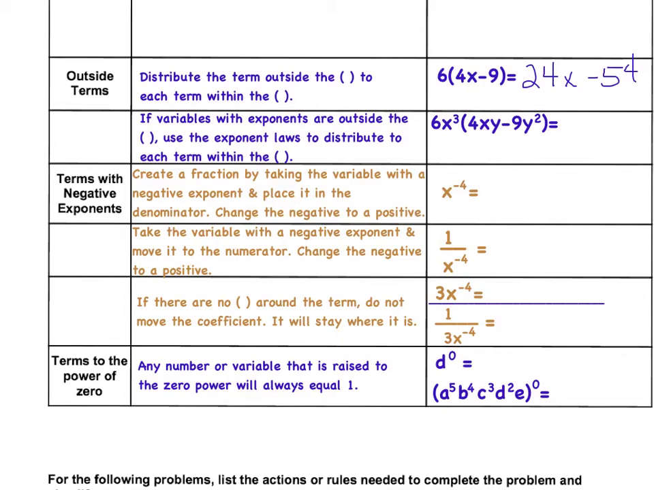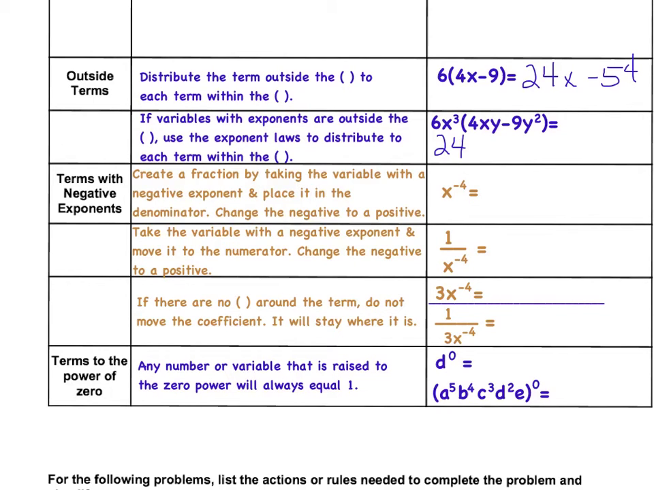Now, what if our outside term also contains a variable with an exponent, like we have right here? Well, we're going to do the same thing. We still have to multiply the outside term to each term that is within the parentheses, but we will use our exponent laws to help us know how to multiply the variables and the exponents. So let's get started on this one. We have 6x to the 3rd power times 4xy. So I'm going to multiply the coefficients. 6 times 4 is 24.